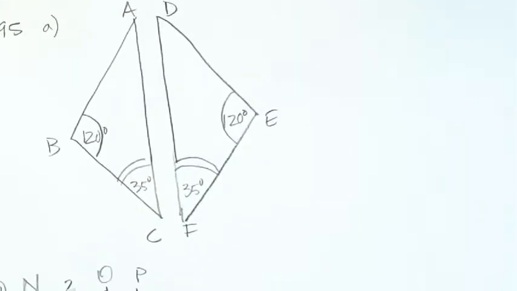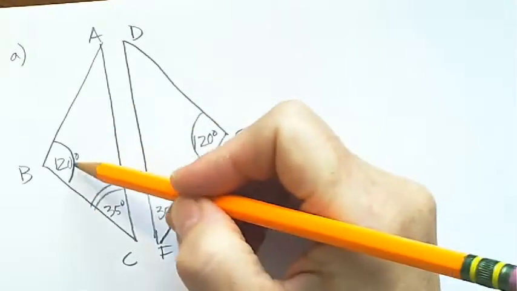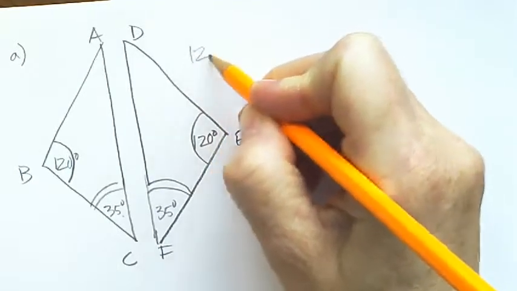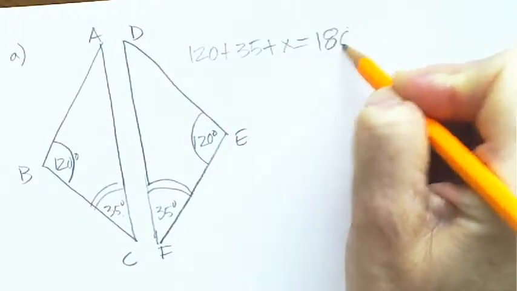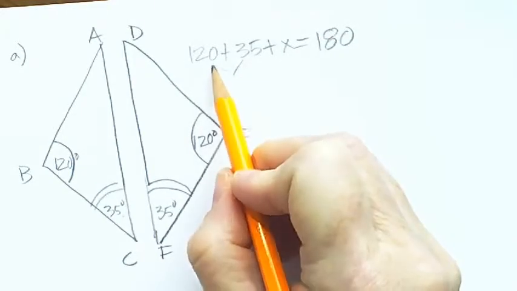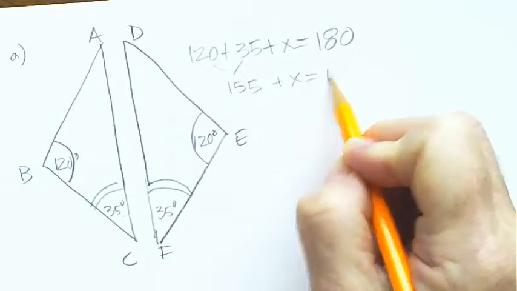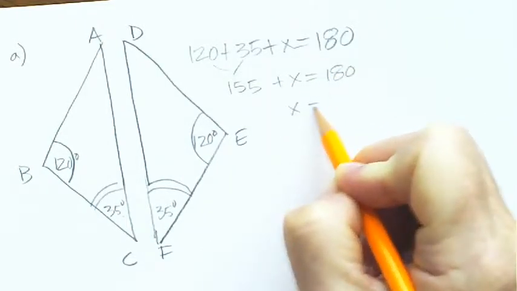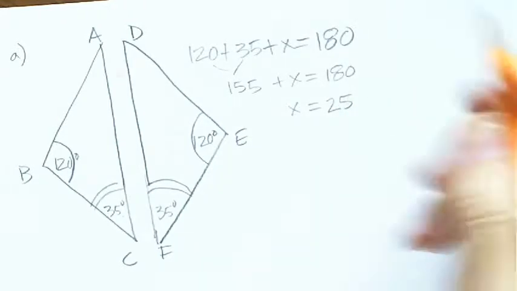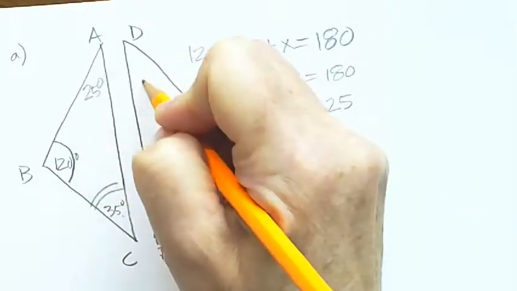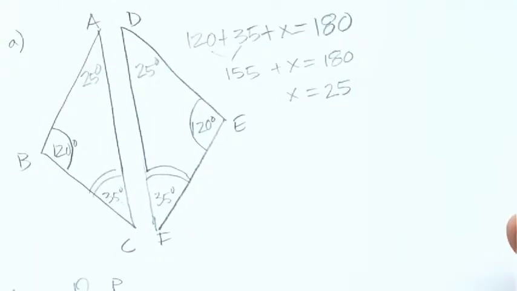That should ring a bell. That means that this third angle, which we can figure out, 120 plus 35 plus x equals 180. So that missing angle must be, let's see, 120 and 35 is 155. So if I subtract 155 from 180, I get x equals 25. So this angle must be 25 degrees. So these look like they're congruent, but remember they're not drawn to scale.